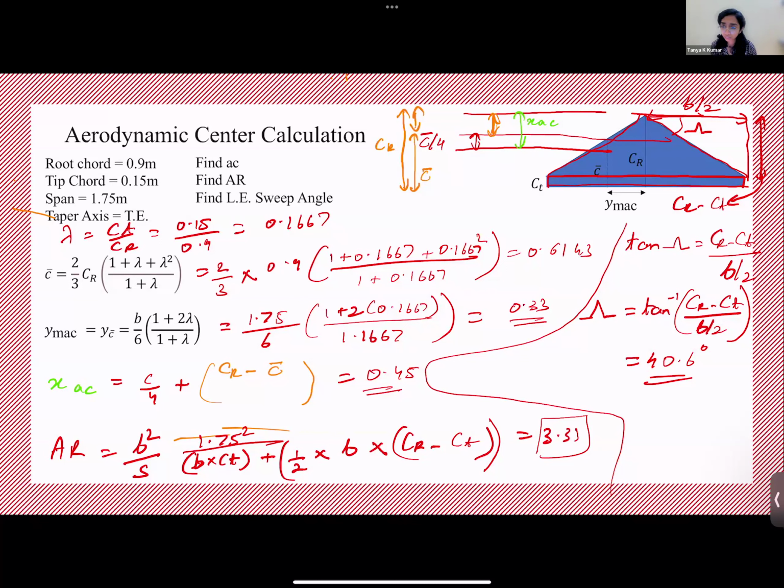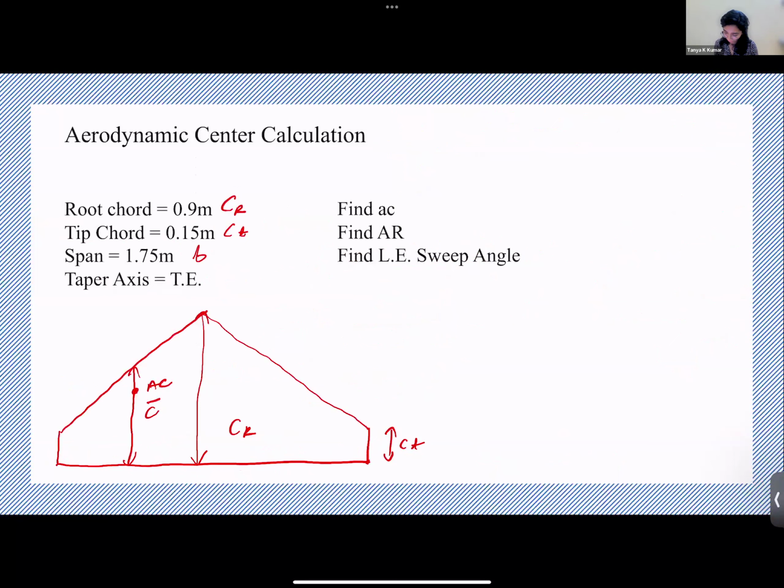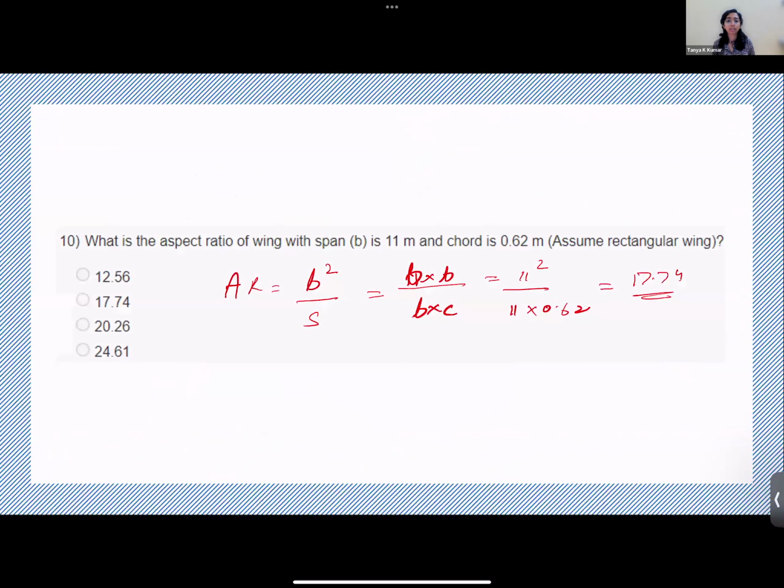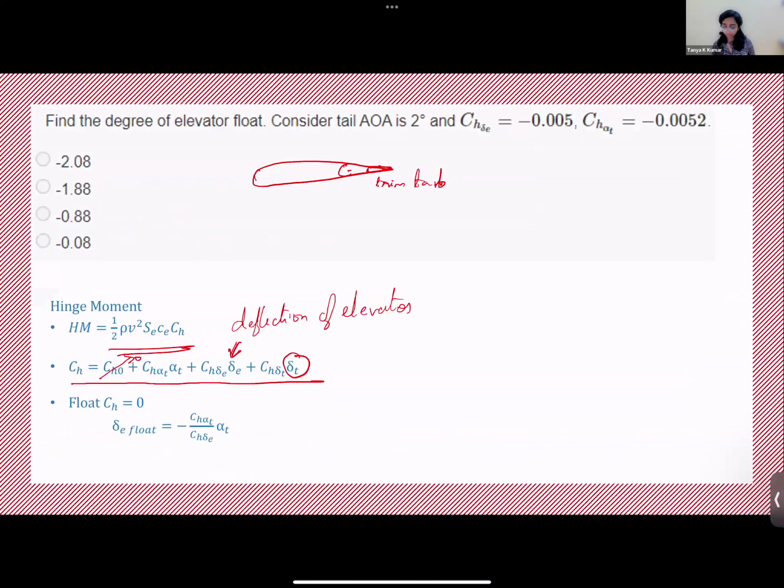Okay, Taranjit, did you have a question? What is delta T? Where is delta T here? Oh, you meant in the previous thing? It was trim tab deflection. So where was it? Yeah, it was the deflection of the trim tab. Trim tab deflection. Okay. Any other questions?